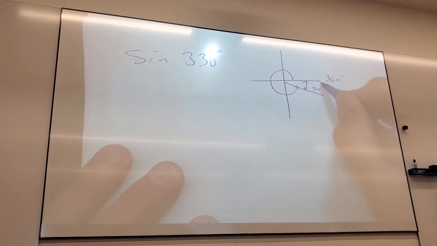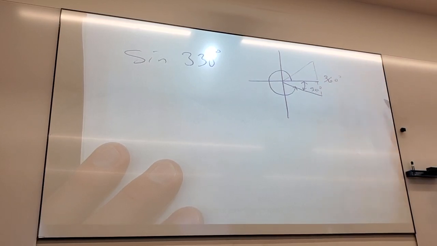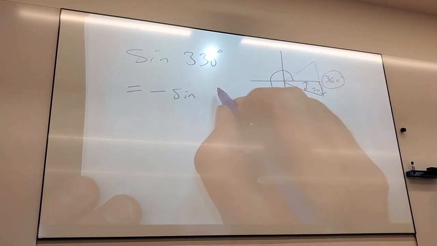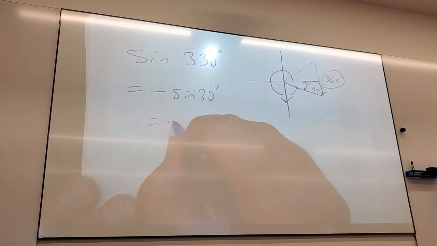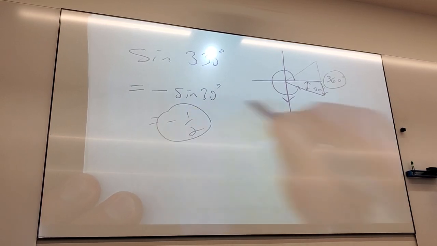So whatever triangle this would be, it's the exact same triangle in the first quadrant. What's true about sine in this quadrant? It's negative. So this is going to equal negative sine of the reference angle. And like you said, sine of 30 degrees is 1/2. So the answer is negative 1/2. I like it.